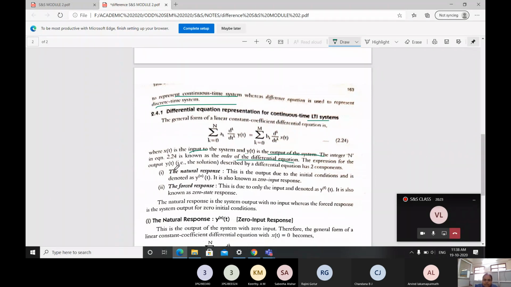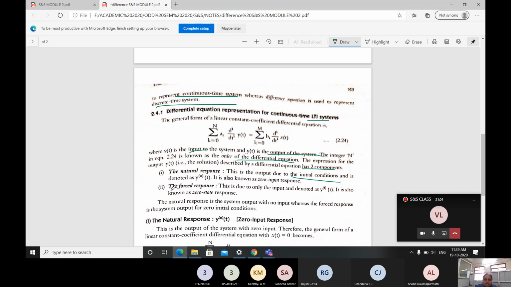Then the expression for the output y(t), that is the solution we will be getting, is described in two components. The first one is the natural response. What is this natural response? This is the output due to the initial conditions, denoted as y^(n)(t), and this is also known as the zero input response. Remember this: natural response is also called the zero input response.